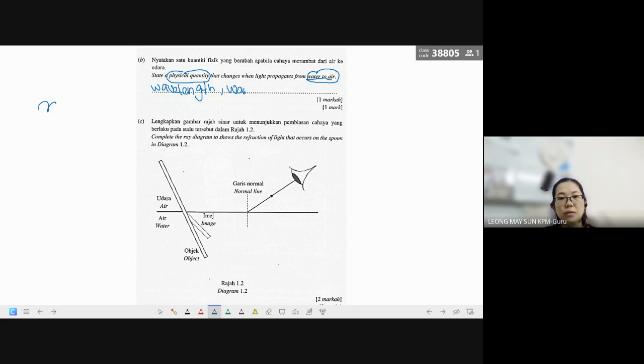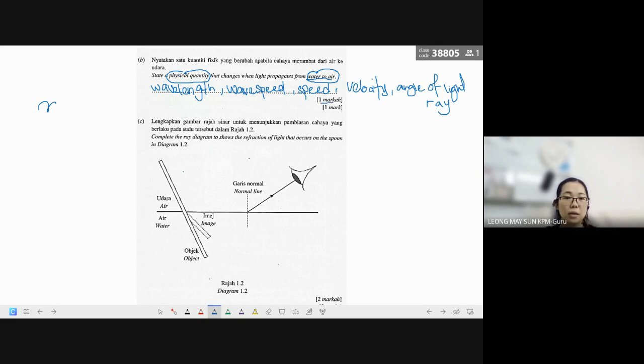You can also use wave speed. I will also accept the answer of speed. I will also accept the answer of velocity. And I will accept the angle of light ray. So this is quite open-ended, even though it only asks for one answer.